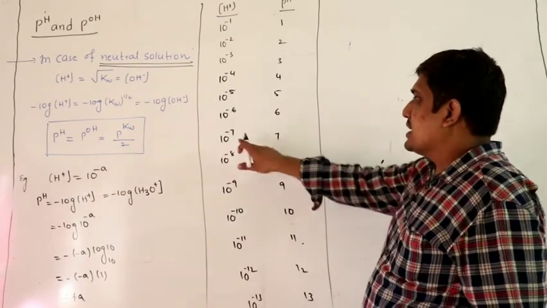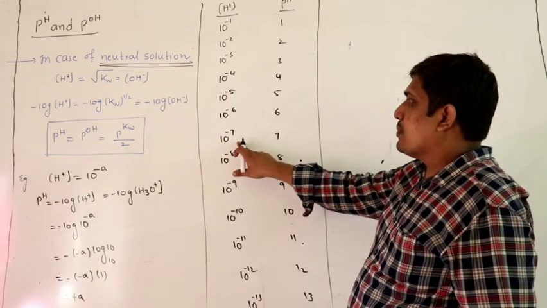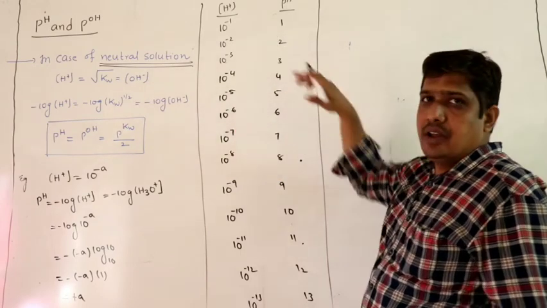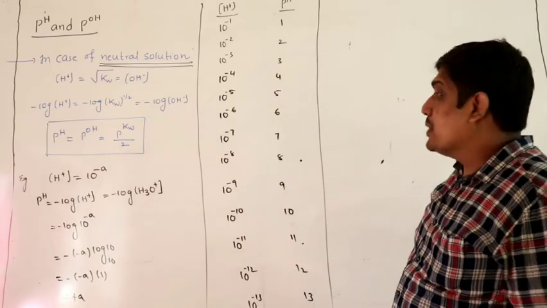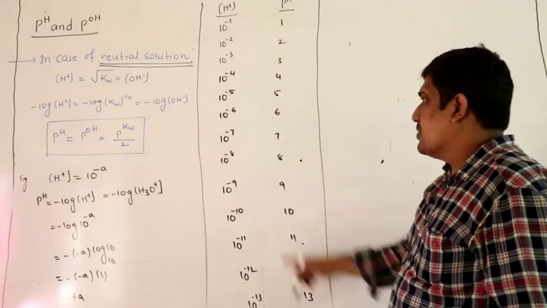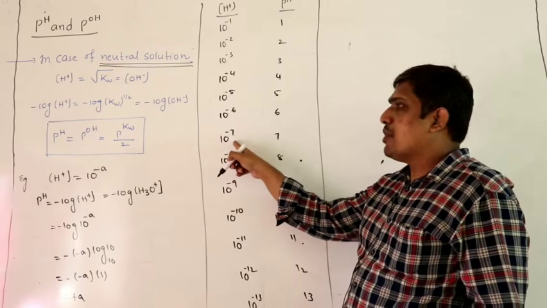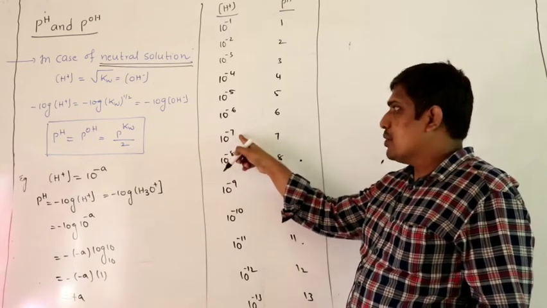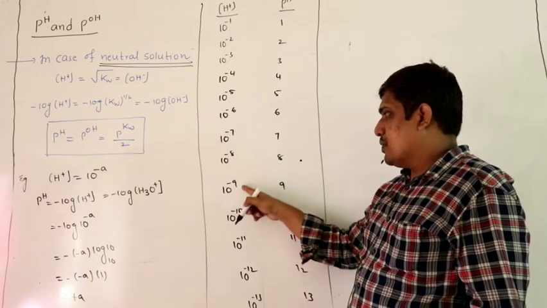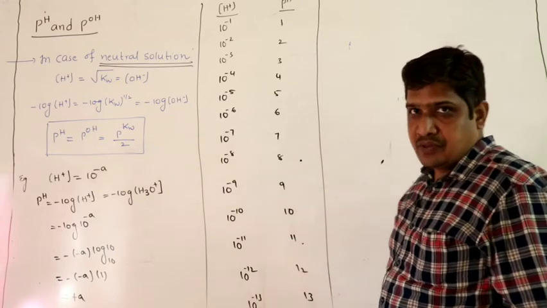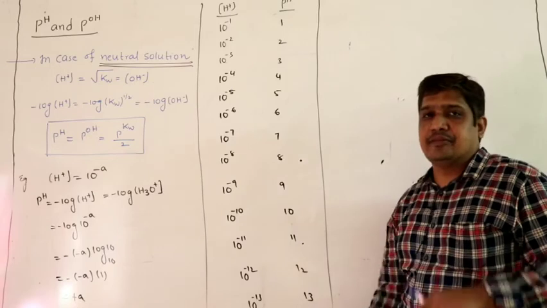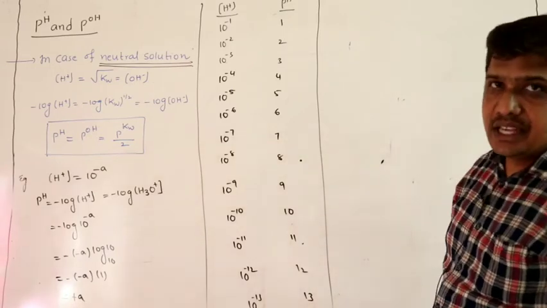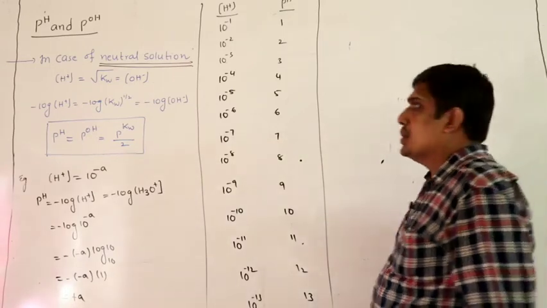If H plus is greater than 10 power minus 7, greater than 10 power minus 7 means 10 power minus 6 to 10 power minus 1. The solution contains more number of H plus and it becomes acidic. If concentration of H plus is less than 10 power minus 7, less than 10 power minus 7 means 10 power minus 8, 10 power minus 9, up to 10 power minus 14. Here the H plus ion concentrations are less than OH minus, therefore the solution becomes basic.